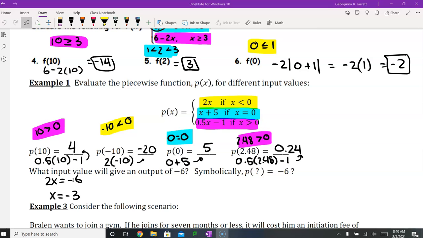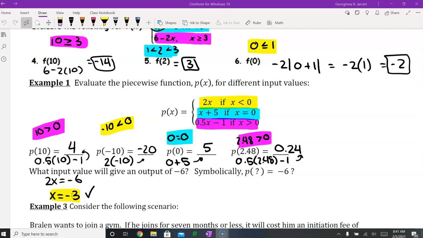So now I have to compare it to the domain, so I'm comparing it to the yellow, okay? Does -3 being the x fit in the yellow domain? Well, x has to be less than 0. Is -3 less than 0? It is. So far, that one works, okay? P of -3 would equal -6.